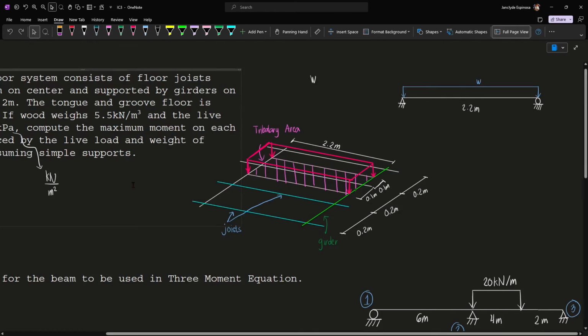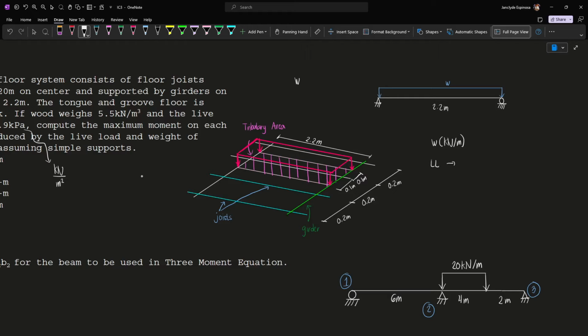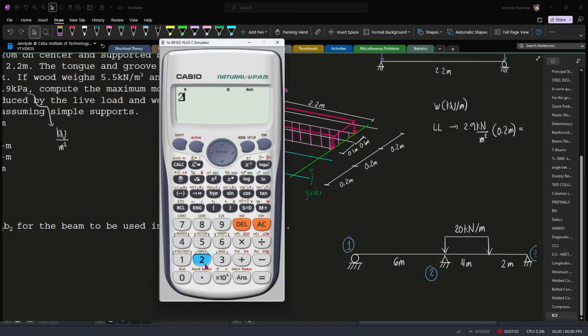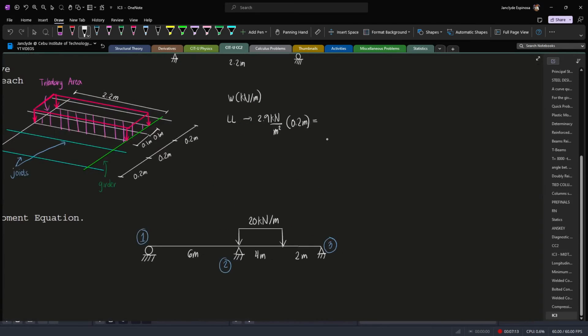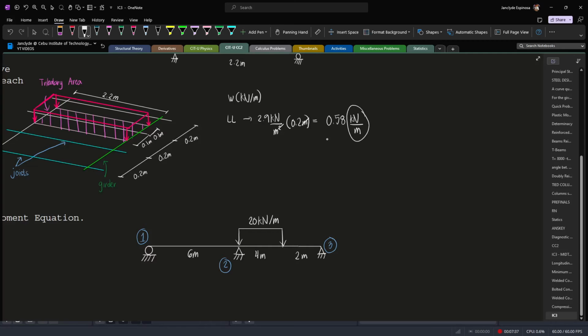And so we have the live load which is, let's just write this as W in kN per m. First, we have for the live load. So this will be 2.9 kPa or kN per m squared multiplied by the spacing. So this is times 0.2 meters or simply this dimension. So this now becomes 2.9 times 0.2, this is 0.58. So 0.58, and then diba, magka-cancel yung m dito, and then we are left with 1 m dito. So this now becomes kN per m, which is the unit that we want.